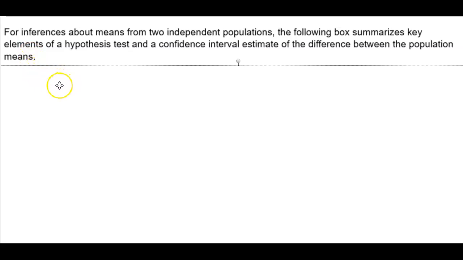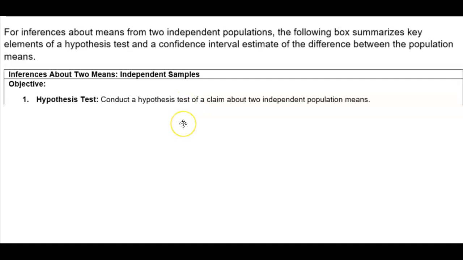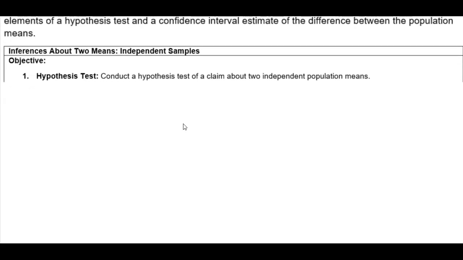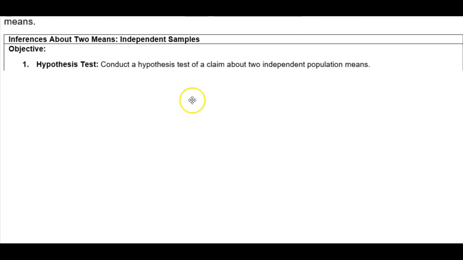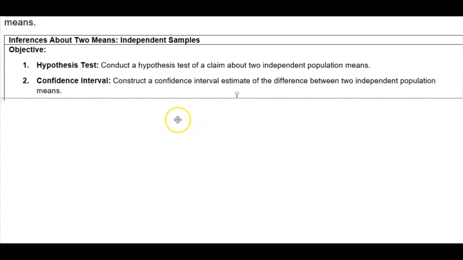For inferences about means from two independent populations, the following box summarizes key elements of a hypothesis test and a confidence interval estimate of the difference between population means. Inference about two means, independent samples. Objective: 1. Hypothesis test. Conduct a hypothesis test of a claim about two independent population means. 2. Confidence interval. Construct a confidence interval estimate of the difference between two independent population means.